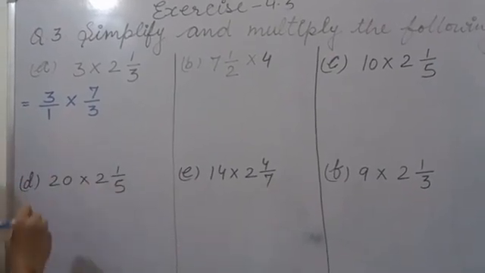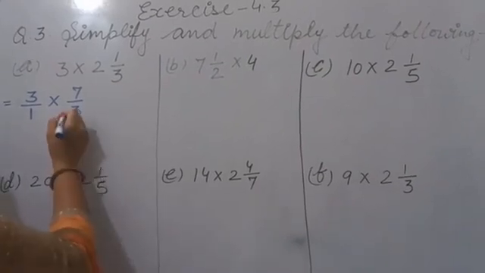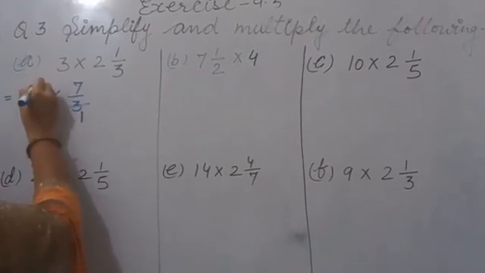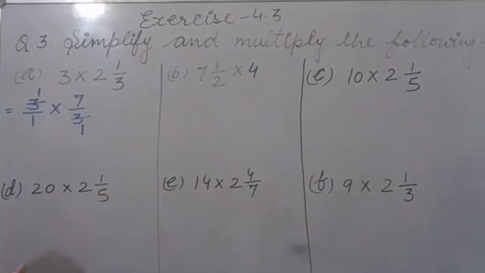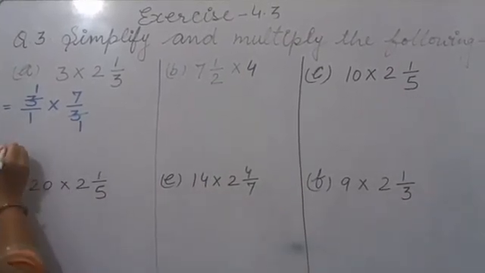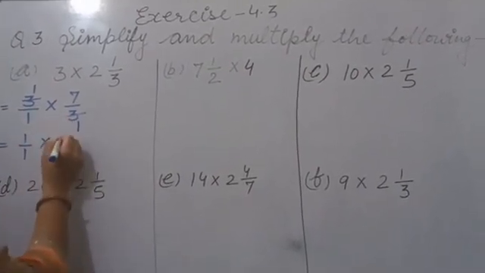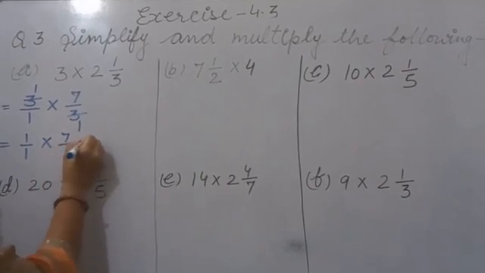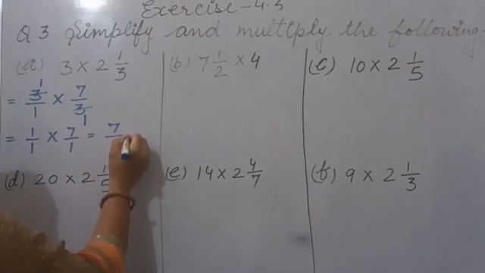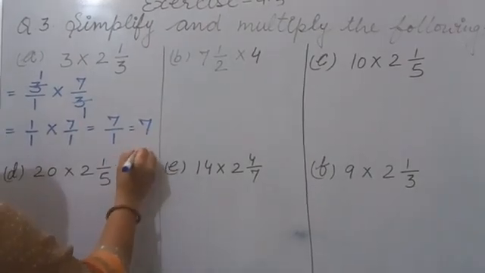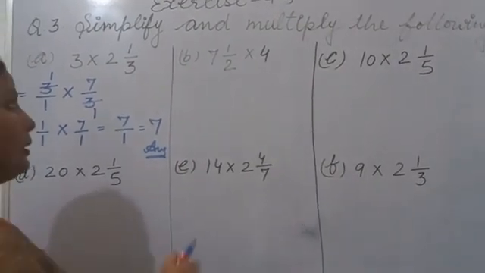We will cancel by 3, which means the numerator and denominator both we will divide by 3. So 3 ones are 3 and 3 ones are 3. Okay, 3 and 3 cancel. Now numerator multiply by numerator and denominator multiply by denominator. So what is left from here? 1 upon 1 multiply by 7 upon 1. Now 7 ones are 7 and 1 ones are 1. 7 upon 1 equals 7. That's your answer.